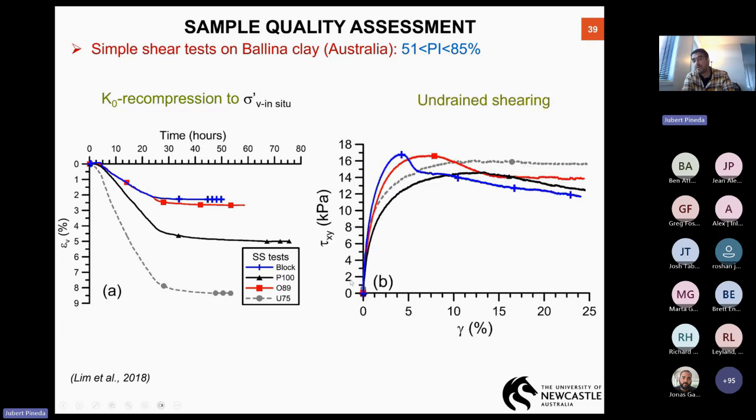But then when you shear it, the peak values under undrained shearing are not that different. But this is a potentially misleading result. The reason is we have more or less the same tau peak here between the Shelby tube, the block and the fixed piston. The reason for this similar value is because the sample has been recompressed to the in-situ stress. If you don't recompress your Shelby tubes, then you are going to get much, much lower values under shearing. So recompression is definitely a good option, but still Shelby tubes should not be used because they don't reflect the real soil response.